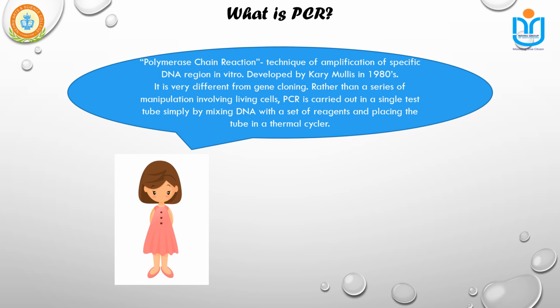Rather than a series of manipulations involving living cells, PCR is carried out in a single test tube simply by mixing DNA with a set of reagents and placing the tube in a thermal cycler. Thermocycler is an equipment that enables the mixture to be incubated at a series of temperatures that are varied in a pre-programmed manner.